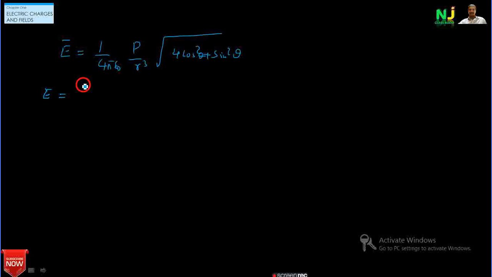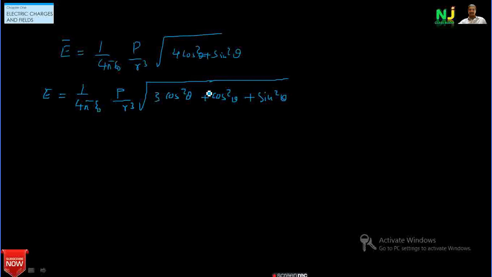3 cos square theta plus cos square theta plus sin square theta, totally 4 cos square theta plus sin square theta. What is cos square theta plus sin square theta? It is equal to 1. So therefore our final expression for the electric field is 1 by 4 pi epsilon naught P by R cube into the square root of 3 cos square theta plus 1. So my dear students, this is the expression for electric field due to an electric dipole at any point.